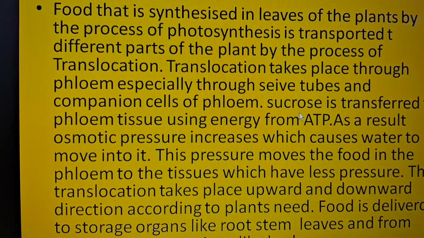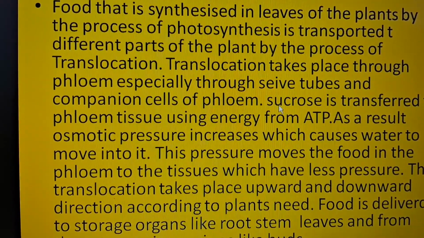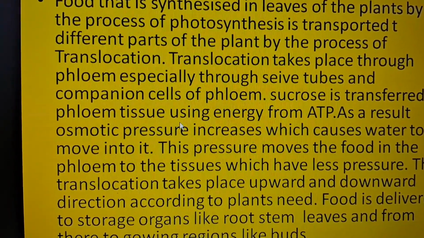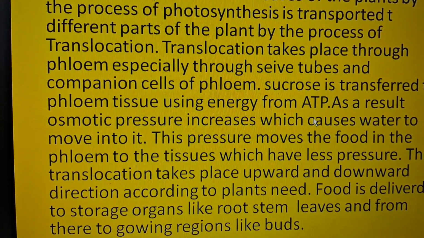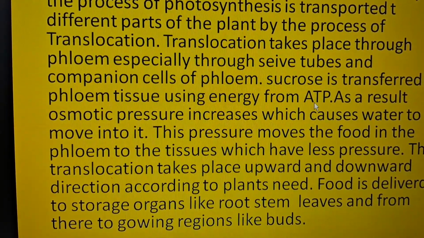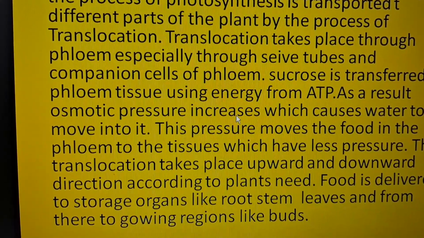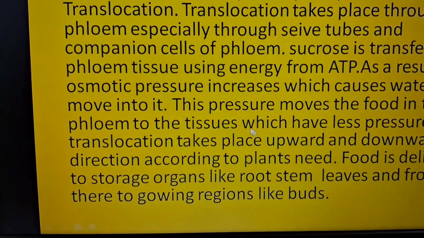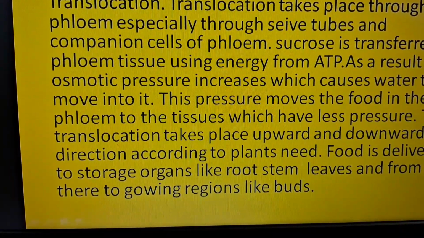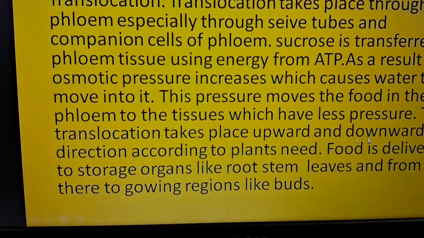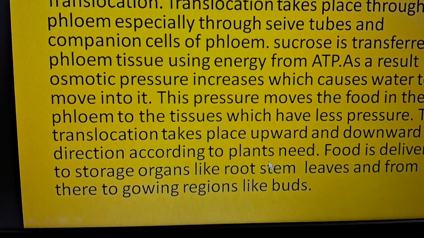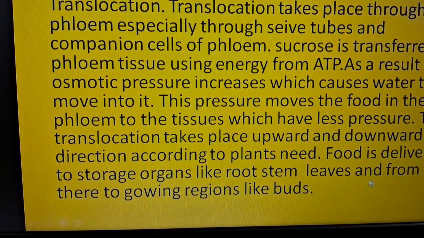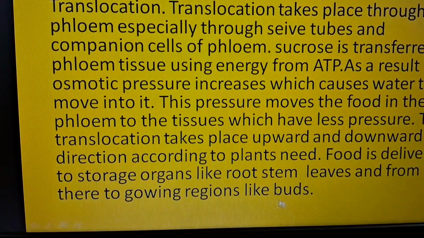Now food that is produced in the leaves gets stored in the form of glucose and then sucrose. The sucrose is transferred to phloem tissue using energy from ATP. So the energy providing molecule is the ATP. As a result, osmotic pressure increases which causes water to move into the cell. This pressure moves the food in the phloem to the tissues which have less pressure. Thus, translocation takes place in upward and downward direction according to the plant's need. Food is delivered to storage organs like root, stem, leaves and also to the growing regions like the bud.